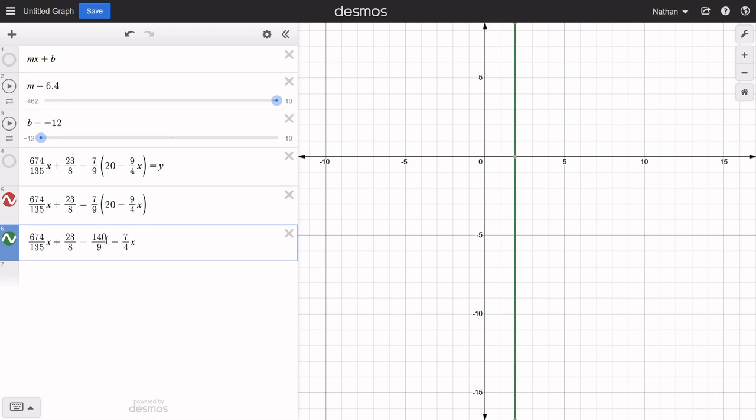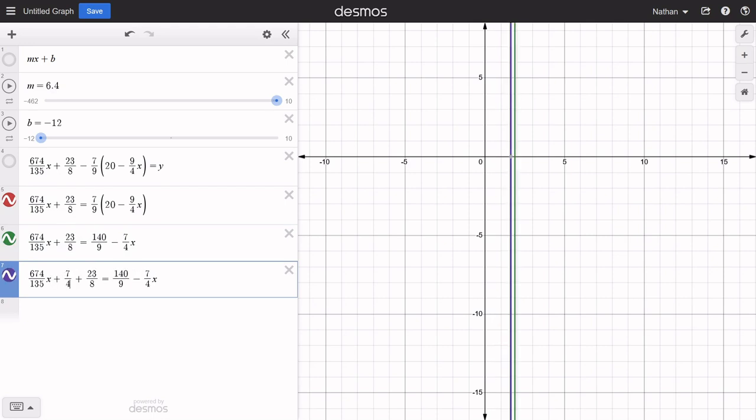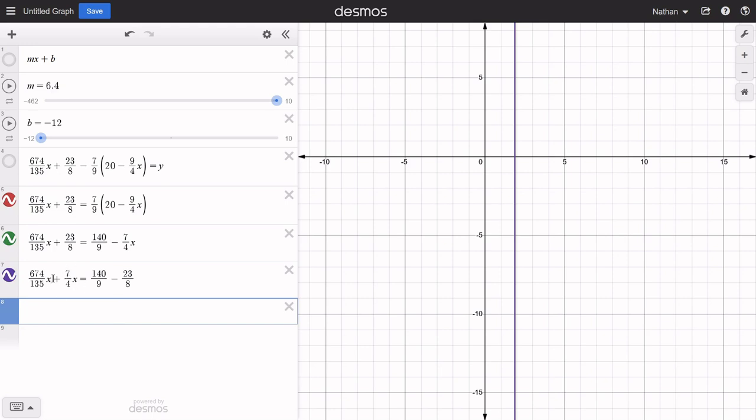Now I can add the x to one side and subtract this to this side. I'm going to add this over and subtract this over. So we're going to get, I'm adding the 7/4 x over, so I can remove that now. And now I'm going to subtract the 23 over 8 over. So I can delete that now. And we still have that same vertical line there, so I know I've done it correctly. Now I can combine the like terms. So these are like terms here. I need to have common denominators.